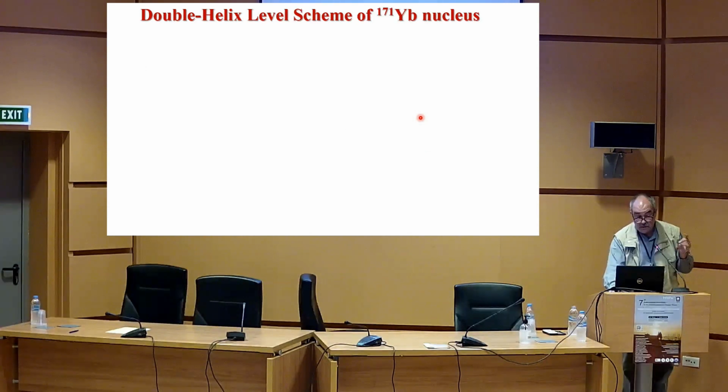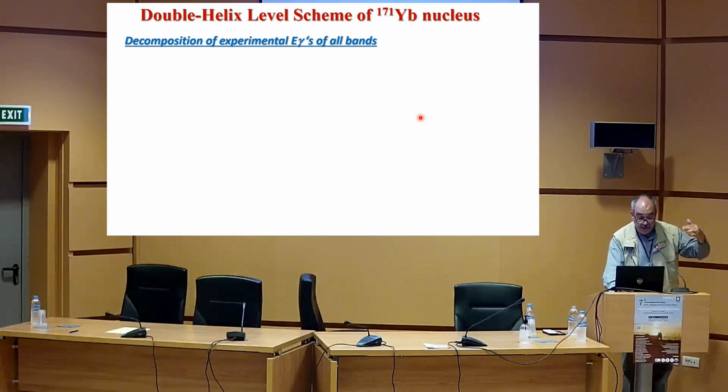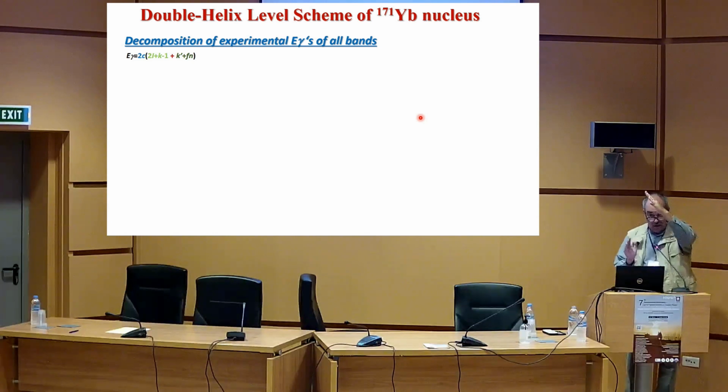With that, I'm going to take another step in our new parametrization, and that means the decomposition of experimental gamma rays. What we have here is the straight line and a point, which is the experimental point.